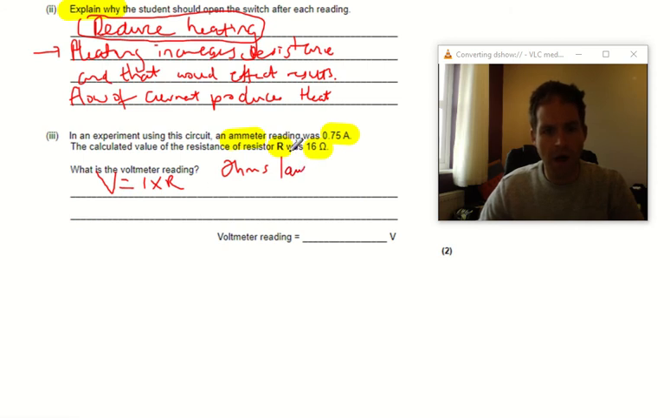And we want R is 16 and 0.75 is I. So we've got R and I. Okay, so V equals 0.75 times by 16, which is 12 volts. Okay, 12 volts. That's 3/4 of 16.